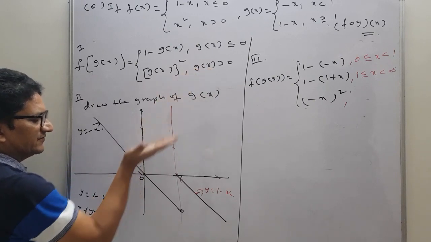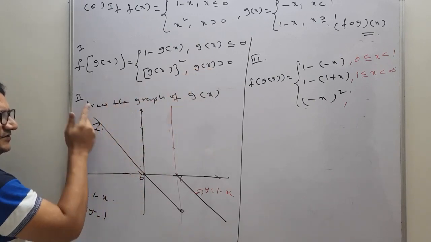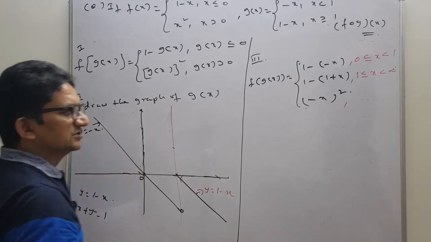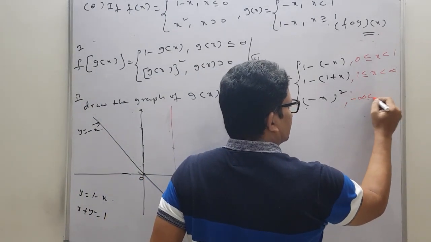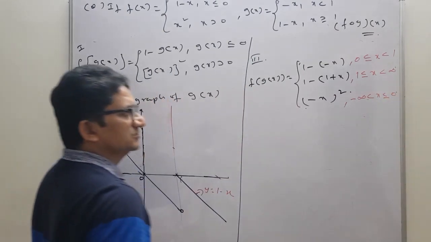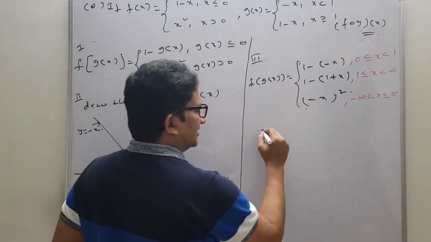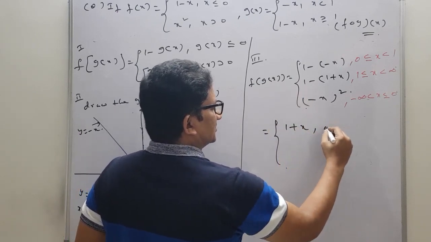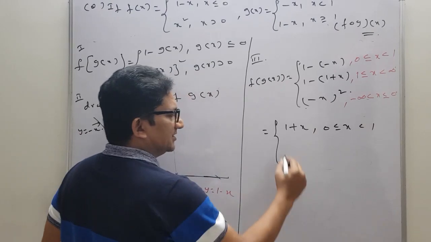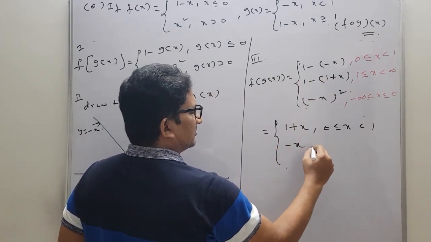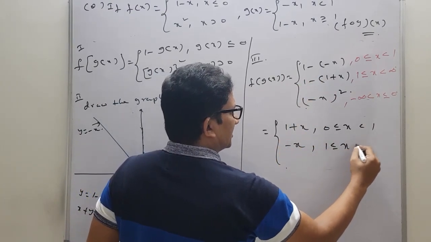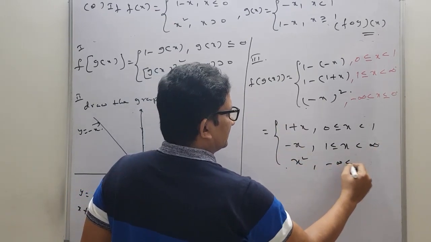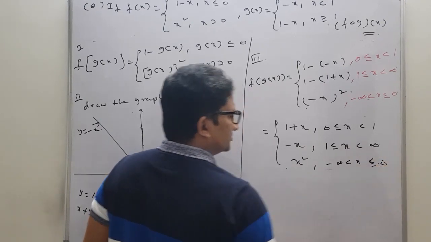Next, when g of x is more than 0, this graph, that is this line, is coming from where? From minus infinity to 0. That is minus infinity is less than x is less than or equal to 0. Now the final answer is 1 minus of minus x, that is 1 plus x, when 0 is less than or equal to x is less than 1. So 1 minus 1 cancels. So what will we get? Minus x. When 1 is less than or equal to x, next is x square, when minus infinity is less than x is less than or equal to 0.